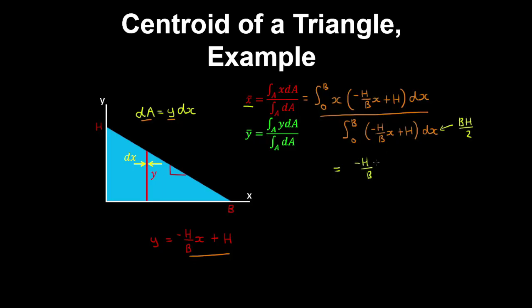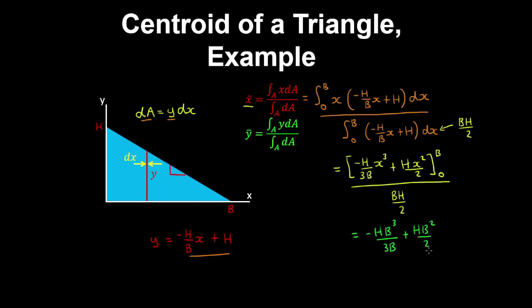And now if we evaluate the integral in the numerator, we have minus h on b by x squared, so it'll be x cubed on 3, and then plus h by x squared on 2. And we evaluate this from 0 to b. And that's divided by bh on 2. So therefore we have minus h by b cubed on 3b plus hb squared on 2. And that's divided by bh on 2.